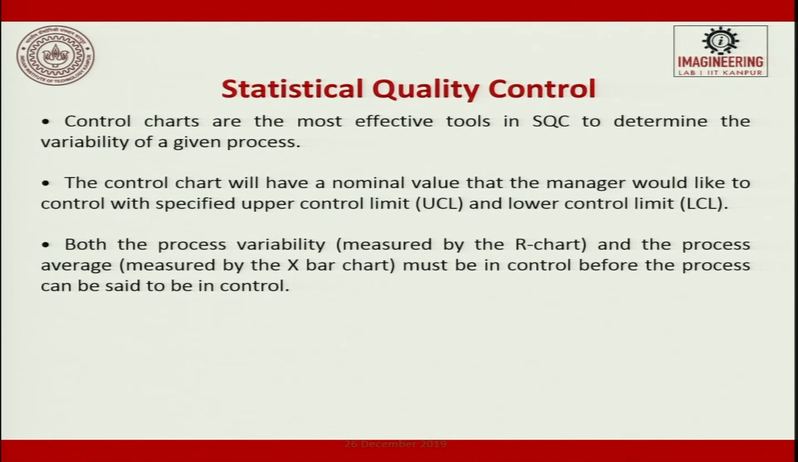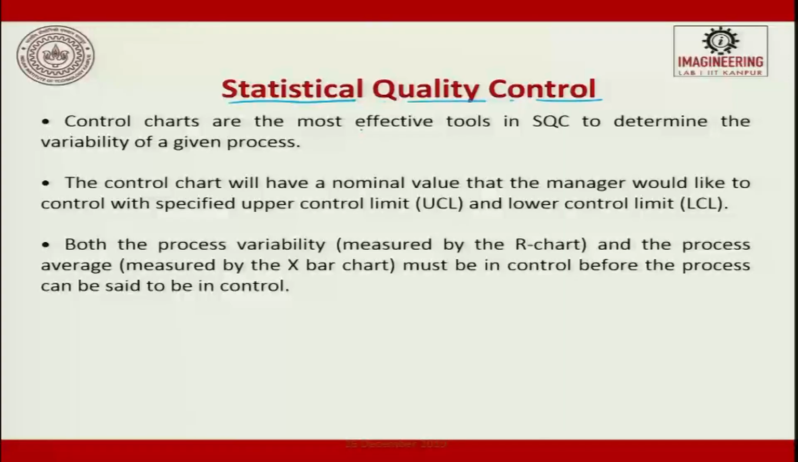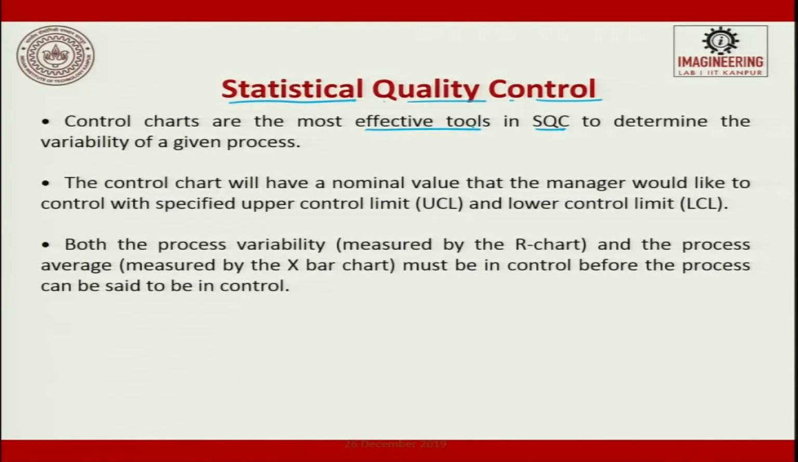The last part of this lecture, we will try to see something on statistical quality control. Till now what we saw were different techniques of how we measure the quality. Now, the measured quality has to be recorded and then analyzed statistically. So, we use tools like statistical quality control and process charts. Control charts are the most effective tools in SQC to determine the variability of a given process. It can be imaging, machining, assembly, whatever it is.